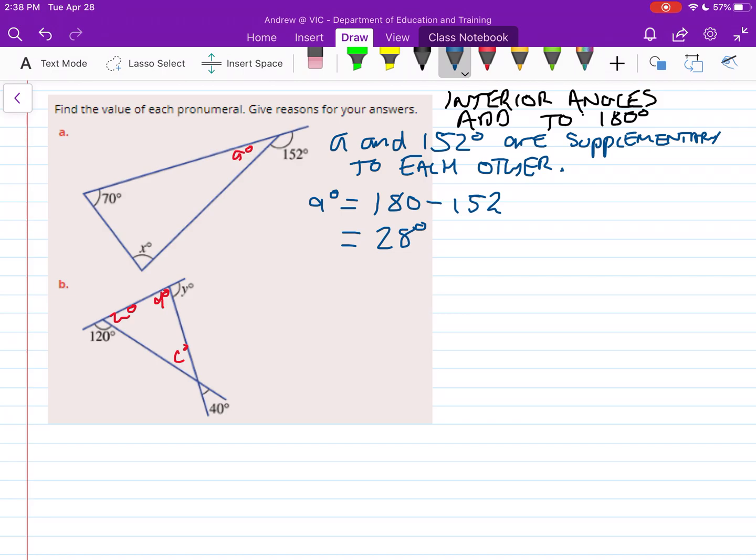And now we just need to apply our interior angle sum for these. So we just need to find X, by taking away 70 and 28 from 180, using our interior angles that add to 180. So we are left with 180 minus 70, that's 110, and then minusing 28, we are left with 82 degrees.